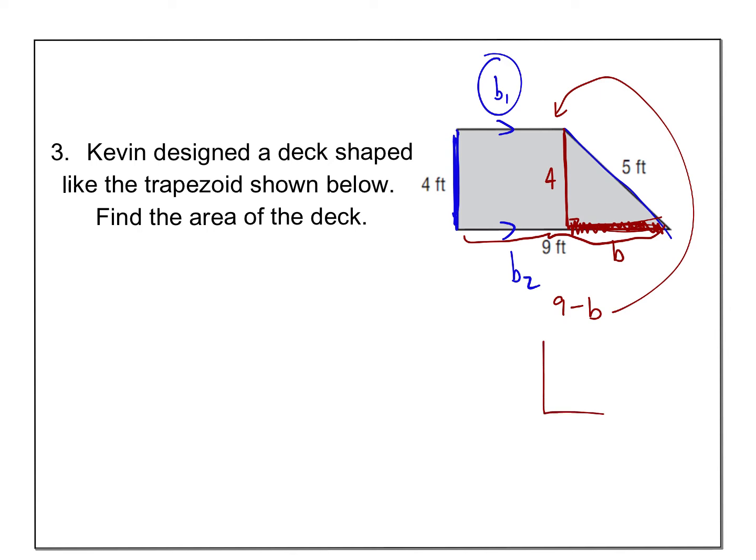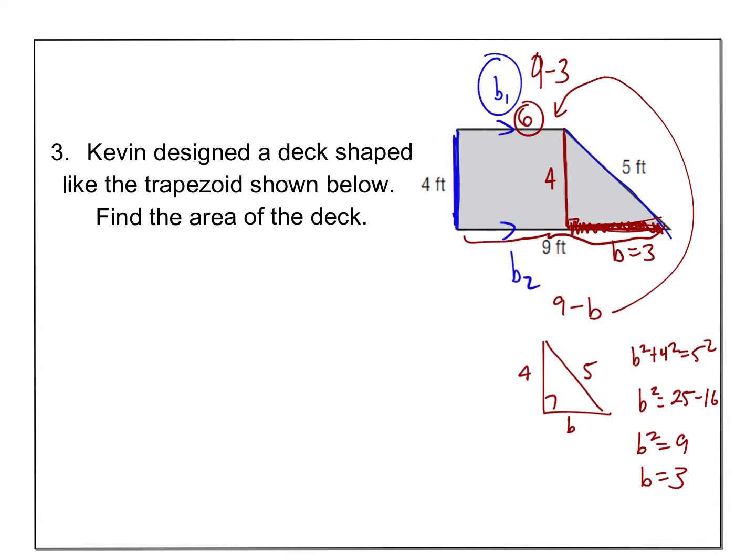So I'm going to do the Pythagorean theorem again, and I'm looking for this side. So b squared plus 4 squared equals 5 squared. So b squared will equal 25 minus 16. 4 squared is 16, 5 squared is 25. So b squared equals 9, so b will just equal 3. So the top is going to be 9 minus 3, so that's going to give me an answer of 6.